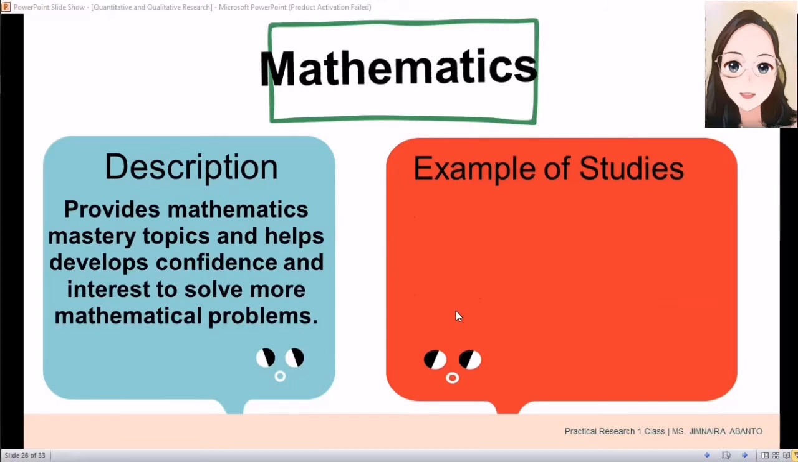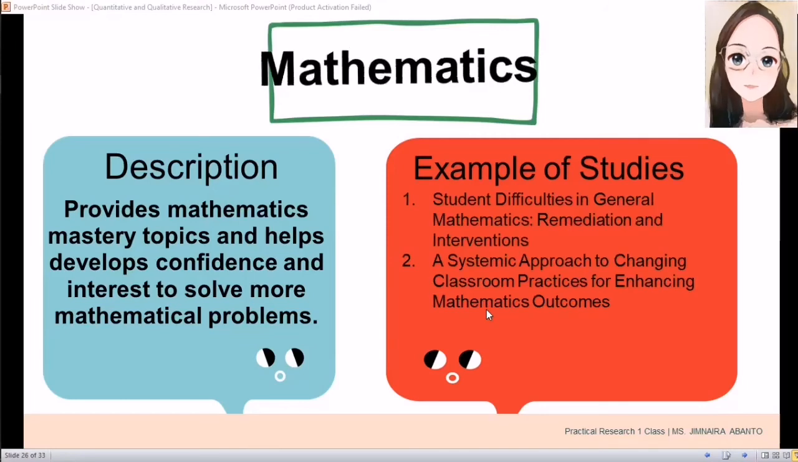abilities. It gives the opportunity to master mathematics topics, and it provides an understanding of mathematics as an exact science. Mathematics research helps us to develop confidence and increase enthusiasm to do more mathematical problems. It may need to find new formulas, and it can help finding ways to simplify calculation or problems.